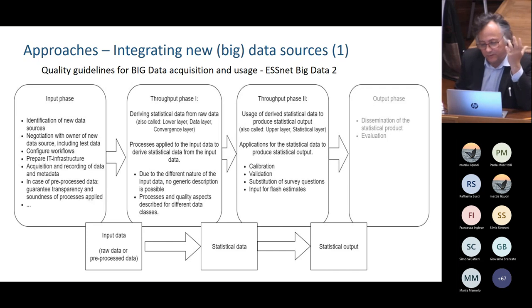Another thing is that we do not have only classical sources like administrative data and survey input. We also rely on so-called big data sources. And there is also something going on in the European statistical system about developing quality guidelines for the input phase, the throughput phase, and the output phase. And these quality guidelines should help us a little bit to come to new methods.